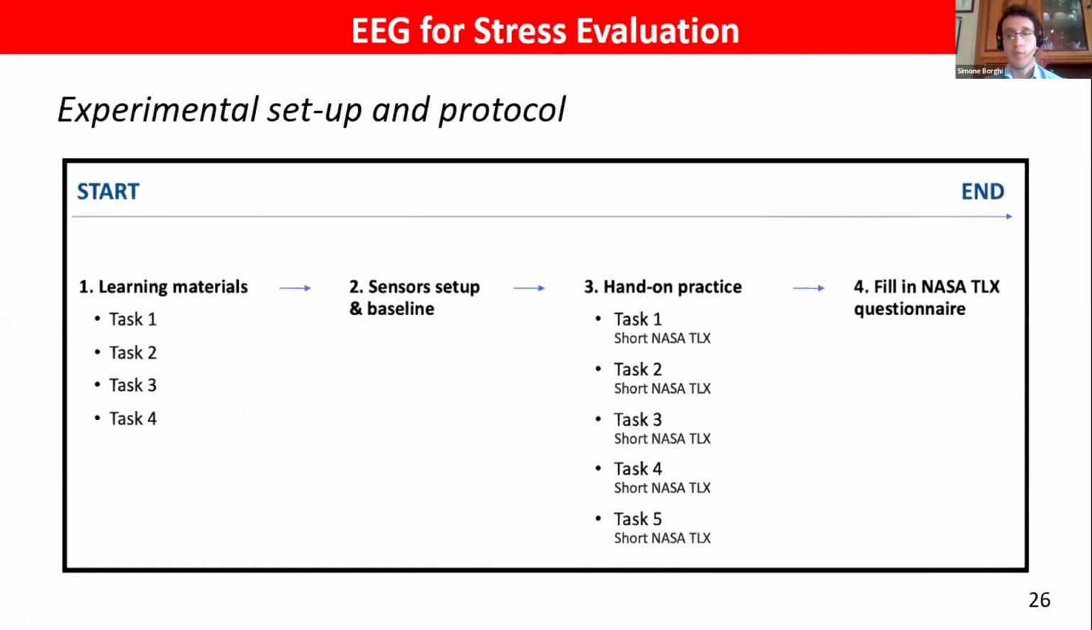So our experiment was to replicate a real-life scenario when an operator of Industry 5.0 interacts with a cobot for the first time. The experiment was organized as follows. An initial learning phase in which the operator undergoes training in cobot programming by executing a series of tasks of increasing complexity. Notably, this phase did not involve wearing sensors and there were no constraints such as time limits or error recording. Following the initial learning phase, sensors were placed on the participant and a baseline was established to ensure a reference level for the recorded signals.